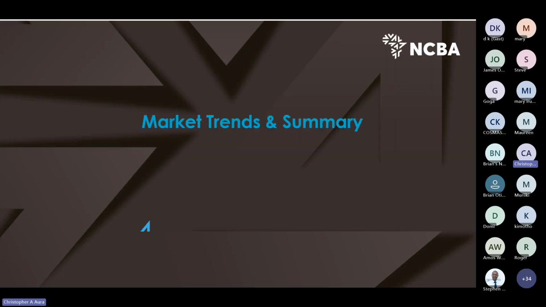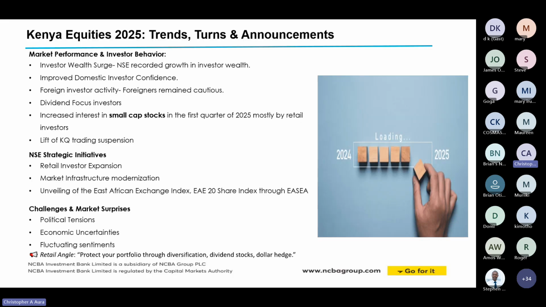We move on to market trends and summary. What's happening in the market in 2025, and how can the information that we have used here help us make more informed decisions moving into 2025 and invest in the appropriate areas? For this section, we're looking into market performance and investor behavior. In 2024, we witnessed the all-share index performance. There was increased investor wealth because of the rebound in the market, with the total market cap increasing to around 2.7 trillion.